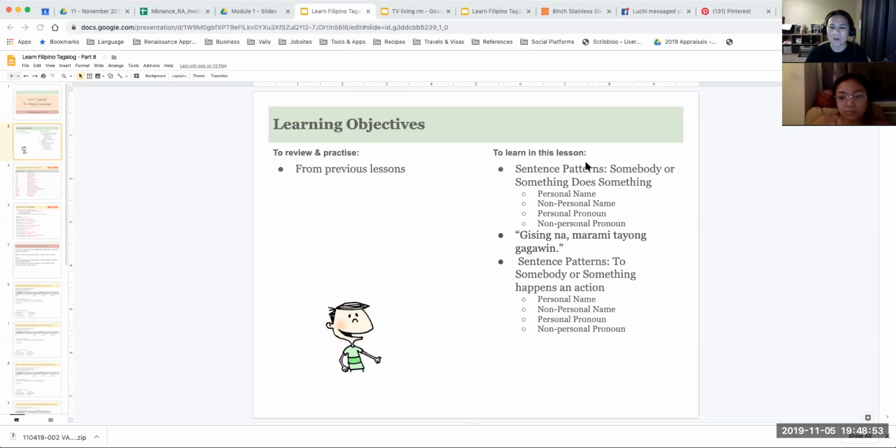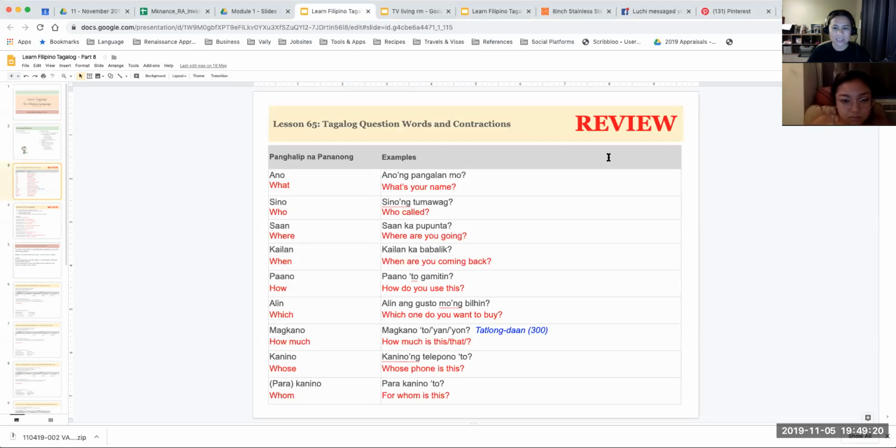All right, so we're going to look some more at sentence patterns. Somebody or something does something. This is actor focus, using all different types of nouns, personal names or cases, and some dialogues, and another, the in or the object focus sentence. Somebody or something happens. All right, so let's look at these questions. Let's read the black ones only.